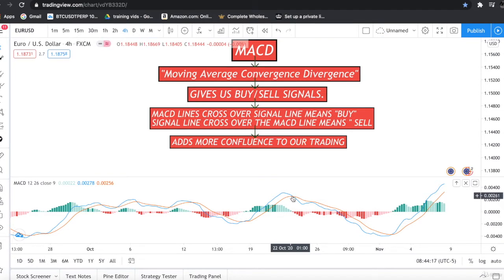MACD is one of the simplest and the most favorite indicators of traders and investors. They use MACD to find the entry and sell signals. And these small lines here are called histograms. We'll be discussing this histogram in the next example. Let's move to the chart and apply this MACD indicator.